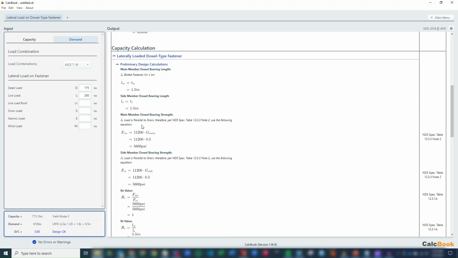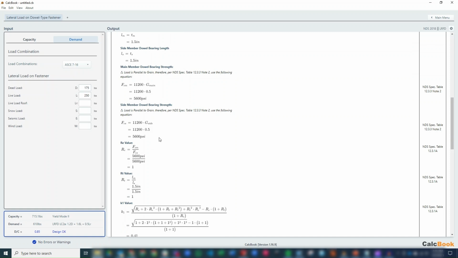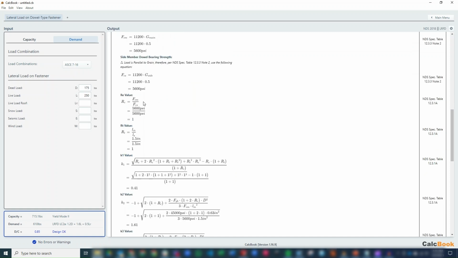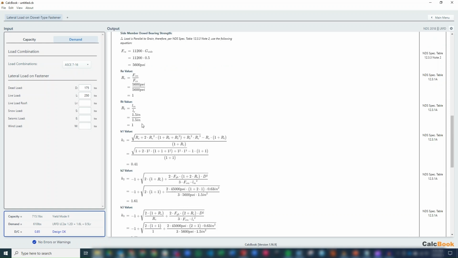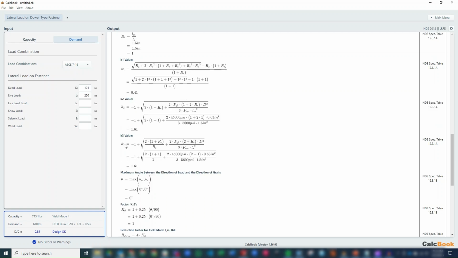And then we need to calculate our dowel bearing strength, right, which is based on our specific gravity of the member. So we get 5,600 psi for both the main and the side because they're the same. Then we have a ratio of the main to side. So since they're the same, it's a 1. Same with this RT value is a 1. Then we have some different values that we need to calculate that are going to eventually go into our yield equations. So we have this long K1 equation, K2, and K3.